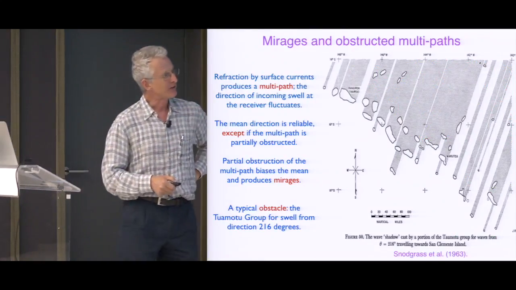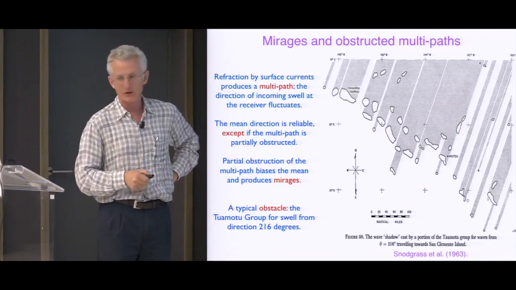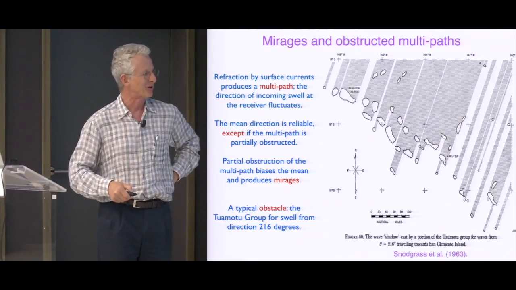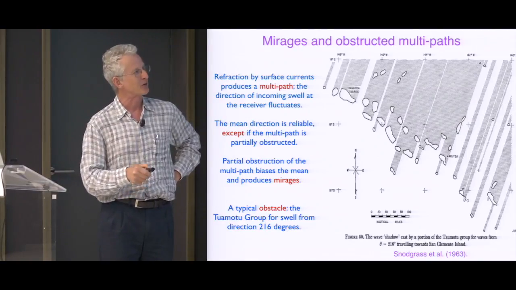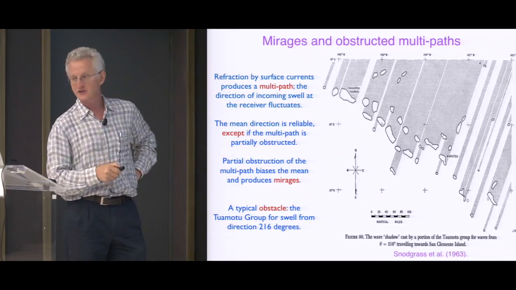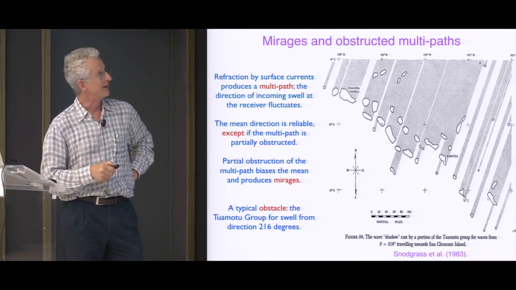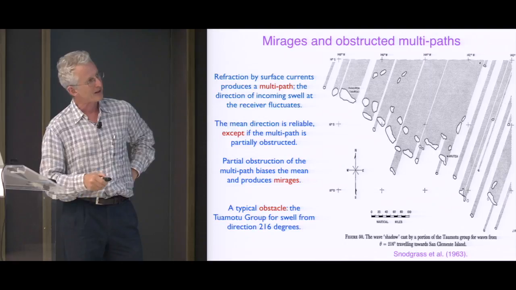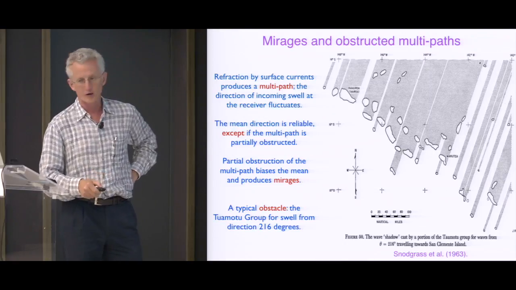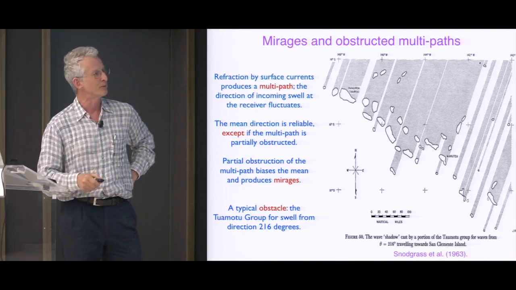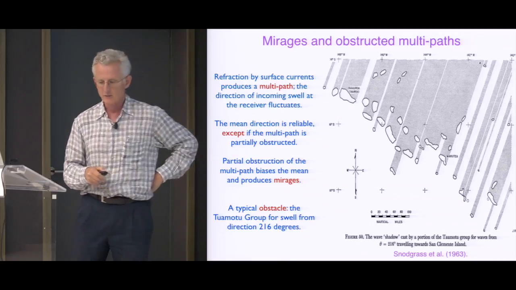So here's what the densest part of the Tuamotu island group looks like. This is a rather fanciful figure from the paper by Snodgrass and co. I think this is the wave shadow cast by Tuamotu. So the idea is refraction by the surface currents produces the multipath, and the direction of the incoming swell at the receiver fluctuates. The mean direction is reliable, except if the multipath is partially blocked by an obstacle like the Tuamotu group, okay?